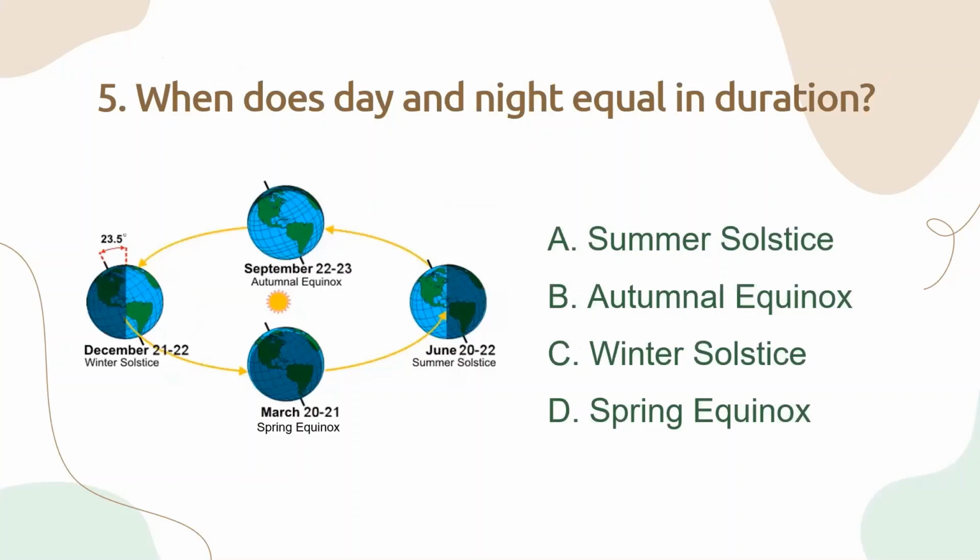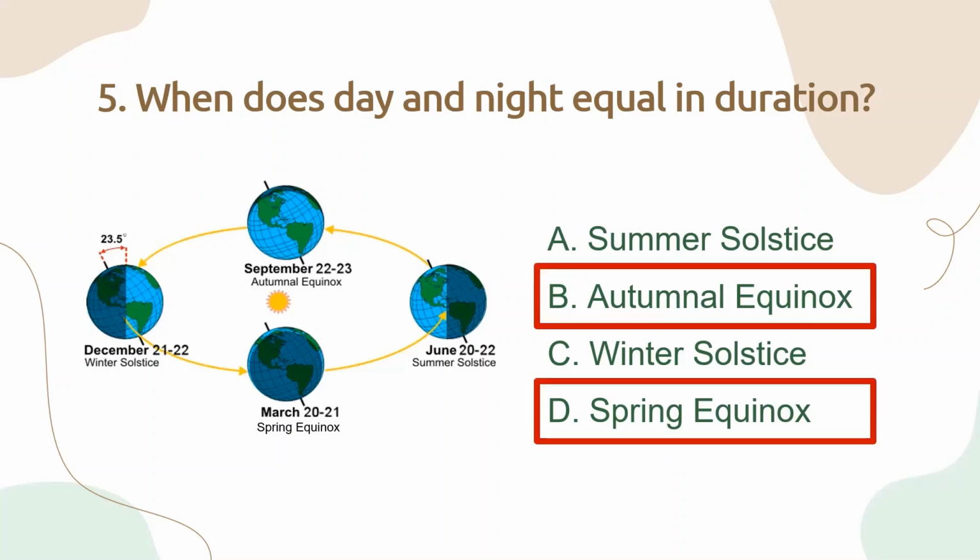Lastly, when does day and night equal in duration? Is it A, summer solstice? B, autumnal equinox? C, winter solstice? Or D, spring equinox? Both B and D are correct. During autumnal equinox and spring equinox, day and night are equal in duration.